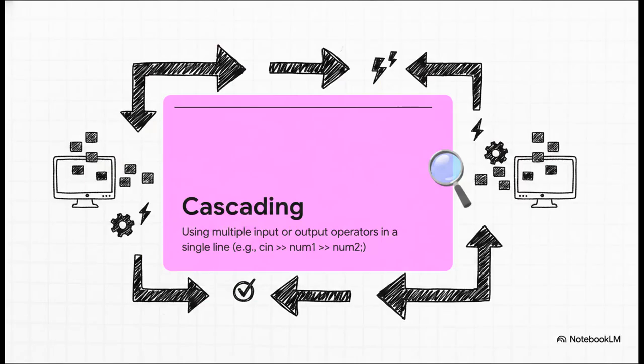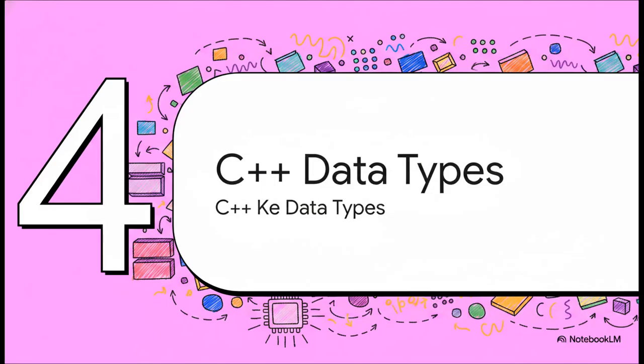Now, there's a really smart technique with I/O operators called cascading. Check out the example here. cin, then number 1, then number 2. This basically means you can chain or cascade multiple operators together in a single line. It's fantastic because you don't have to write a brand new statement for every single variable, making your code highly efficient and super clean.